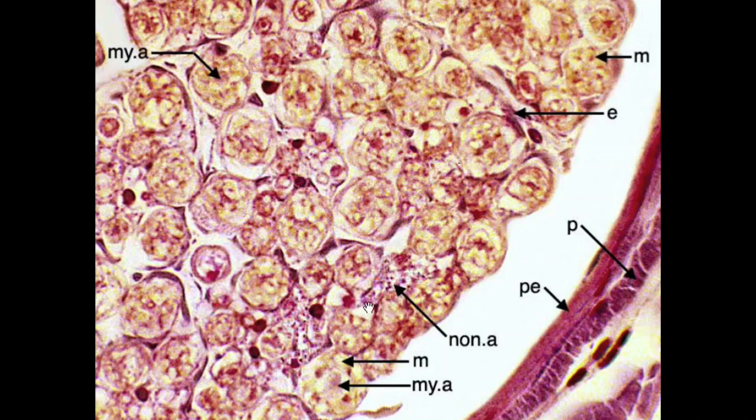Non-myelinated axons are also visible. These tiny dots, these clusters of dots, represent individual non-myelinated axons. Non-myelinated axons are much more economical in the sense that they take up less space and they are used for less urgent information. They conduct much more slowly than the larger myelinated axons.